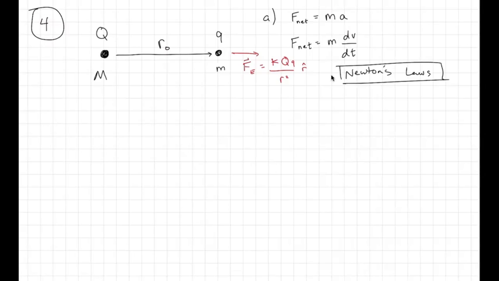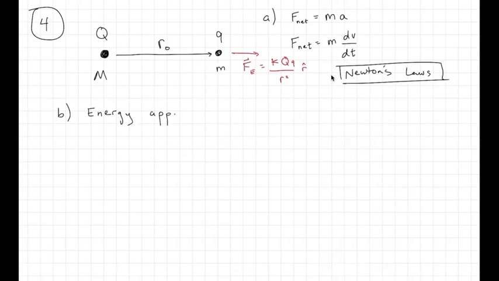In part B, that asks us, what approach should we take if you want to find the velocity of little q as a function of its position? In this case, Newton's laws maybe isn't the simplest approach because that will help us figure out, say, the velocity as a function of time. And from that, we could get the velocity as a function of position, but that's probably more work than we really need to do. So in this case, we really want to take an energy approach.